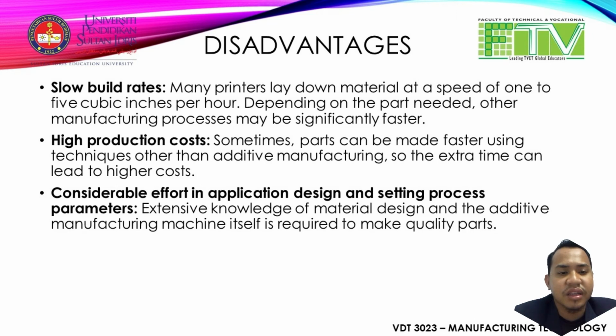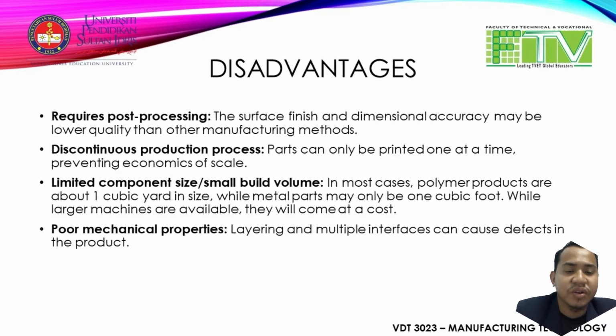The third thing is considerable effort in application design and setting process parameters. Extensive knowledge of material design and the AM machine itself is required to make quality parts. Alright. Next is that it requires post-processing. The surface finish and dimensional accuracy may be lower quality than other manufacturing methods. Discontinuous production process: parts can only be printed one at a time, preventing economies of scale.